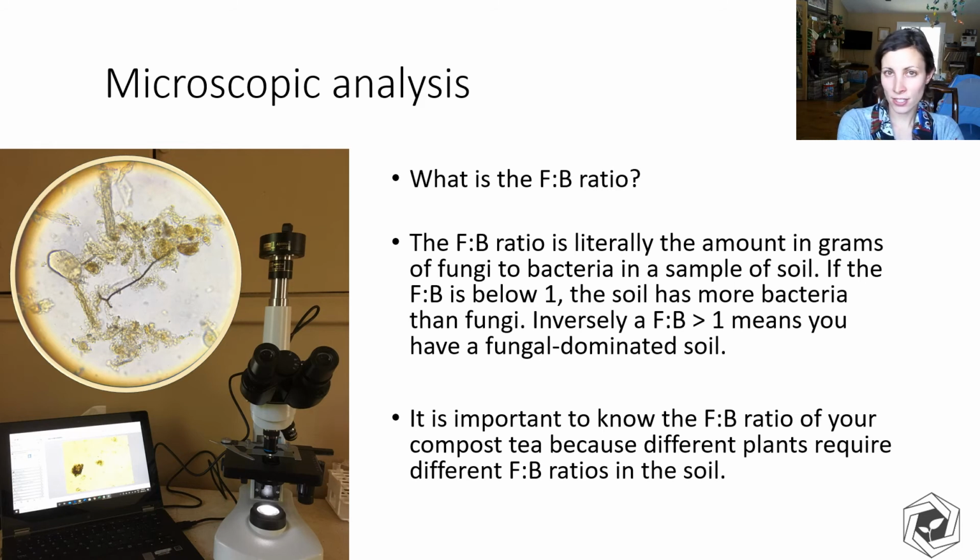What is the fungi to bacterial ratio, or the F to B ratio? This is the amount in grams of fungi to bacteria in any sample of compost tea, or soil. If the F to B is below 1, that means there's more bacteria than fungi. If it's greater than 1, it means you have a fungal-dominated soil or sample. It is important to know the F to B ratio of your compost or your compost tea or your starting soil, because different plants need different F to B ratios to thrive.